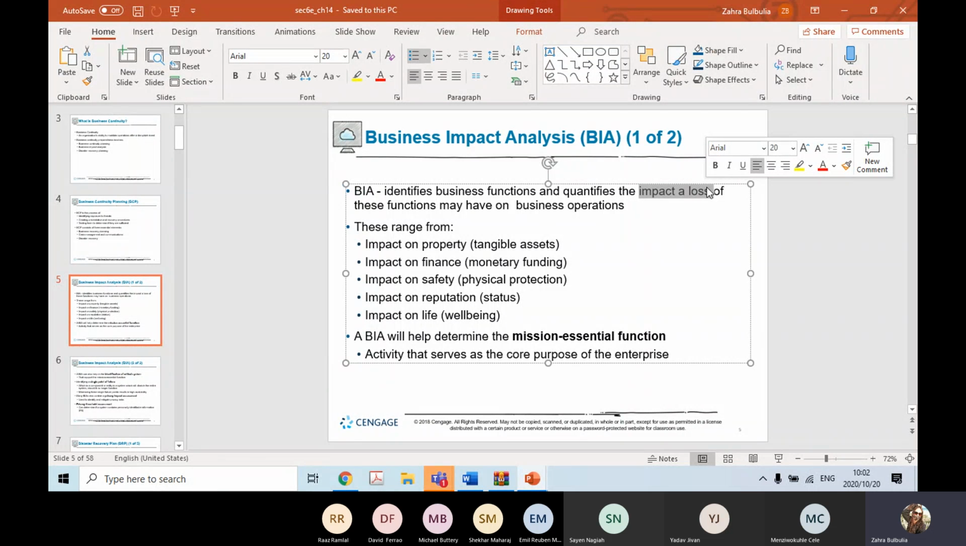So as I say, that's one example, but there are various types of threats, and these range from impacts on property, that's your actual physical assets, impact on finance, monetary funding, impact on safety, of course, physical protection, impact on reputation, and impact on life or well-being. So a business impact analysis will help determine mission essential functions. And that's activities that serve core purposes of the enterprise.